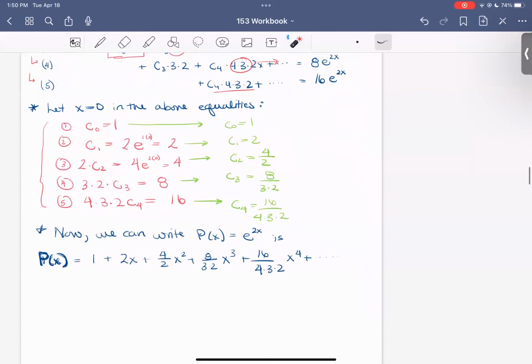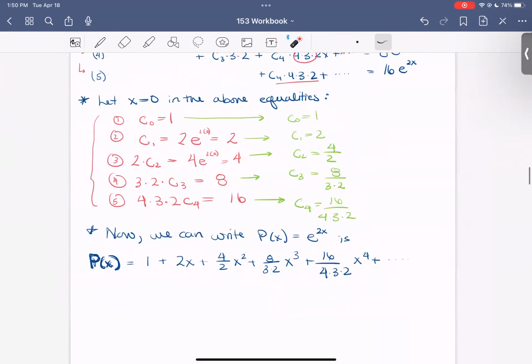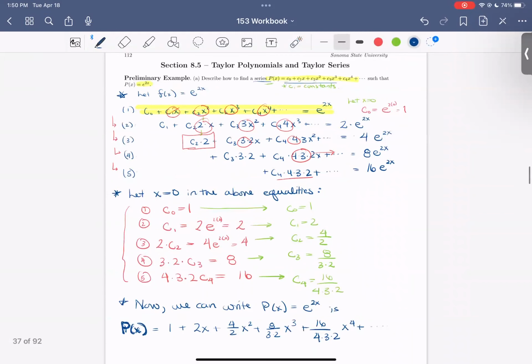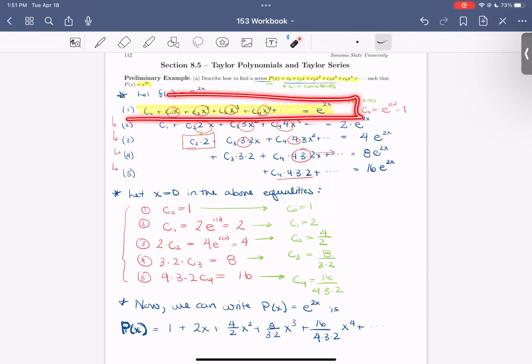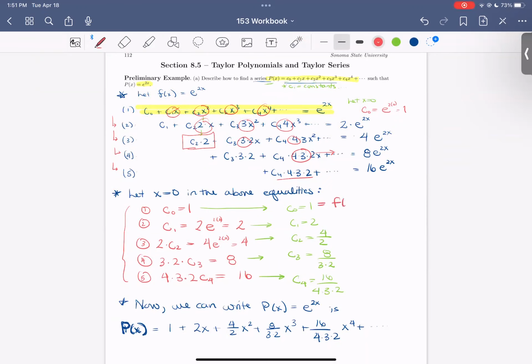So we see that the numerators in our coefficients are coming from the right-hand side: 2, 4, 8, 16. So where were those coming from? Well, we were taking derivatives of our function f. So we see c sub 0 is just equal to our function evaluated at x equals 0, because recall how we found that value of c sub 0: we plugged x equals 0 into our first equation. So that right-hand side was just e to the 2 times 0, which is just f of 0.